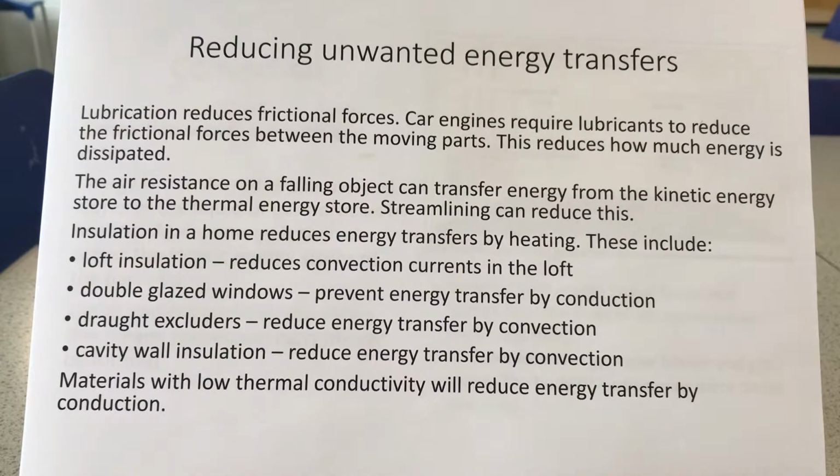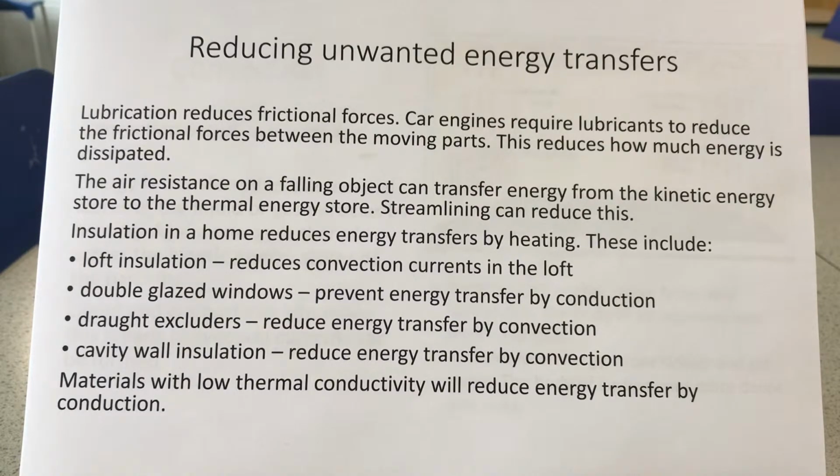Let's look at the second example. Air resistance on a falling object can transfer energy from the kinetic energy store to the thermal energy store. So that's friction of the object with the air. To reduce this, streamlining. So we can reduce that by streamlining our object. And then we go on to talk about insulation in the home, and things we can do in the home. Loft insulation prevents convection currents in the loft.